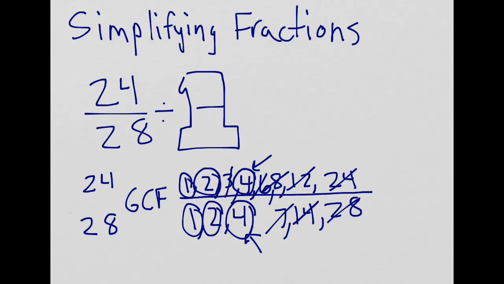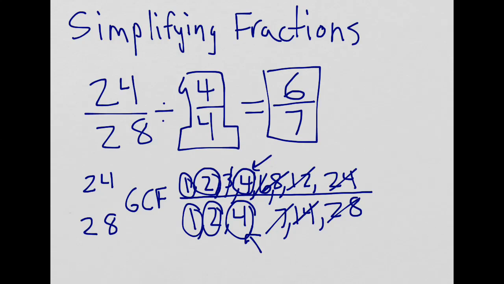So I'm going to use my 1s to divide 24 over 28 by 4. 24 divided by 4 is 6. And 28 divided by 4 is 7. So my answer is 6/7. And 6 over 7 has the same value as 24 over 28. And I know this because I divided by a 1, which won't change the value of the number, or the value of the fraction. The fraction will look different, but it won't change the value. And that's my answer.